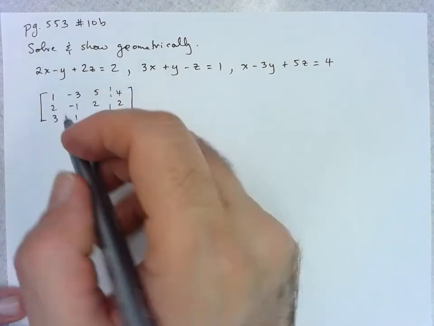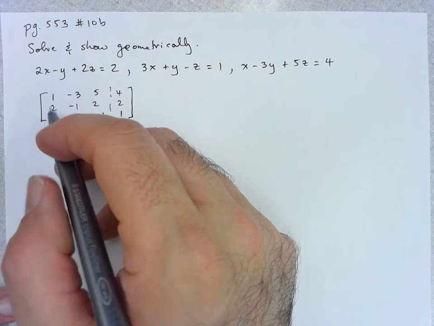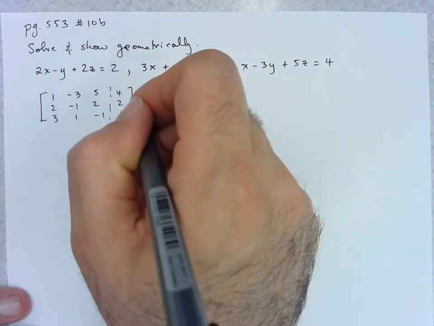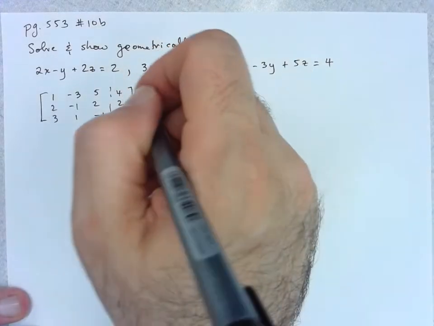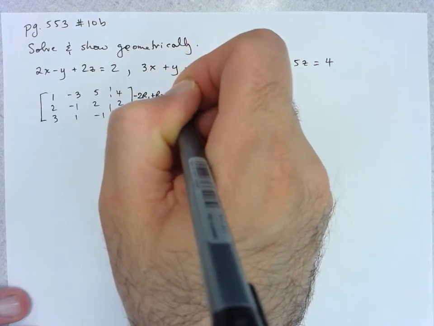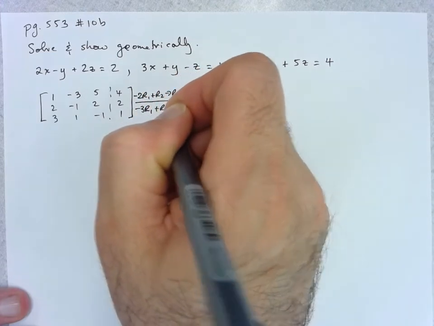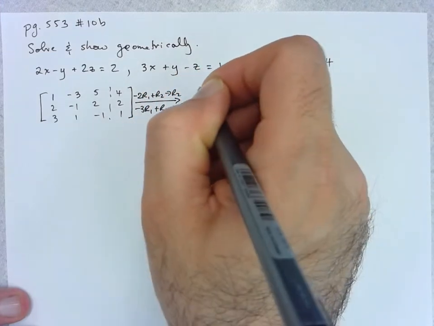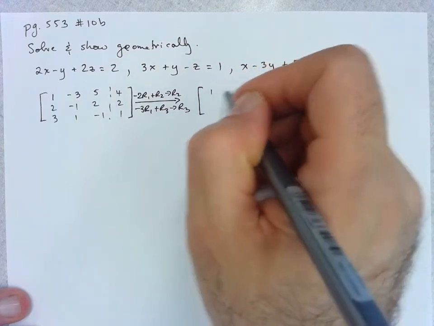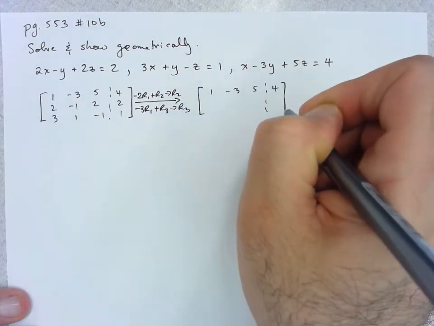Okay, so the whole process here is to start by eliminating the first components of the second and third row. Okay, so I'll use row 1 to do that. So it's going to be -2 R1 plus R2, and I'm going to replace R2 with that, and -3 R1 plus R3, and I'll replace R3 with that. Okay, so row 1's not changing. 1, -3, 5, 4. Okay, and let's do row 2.